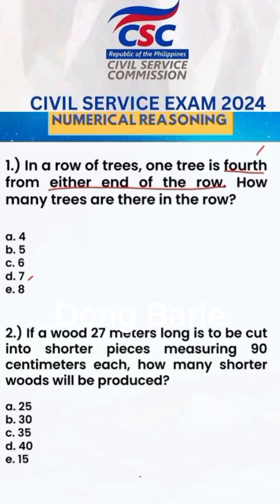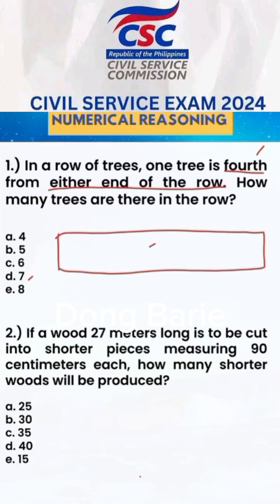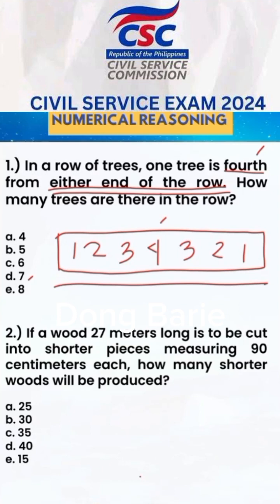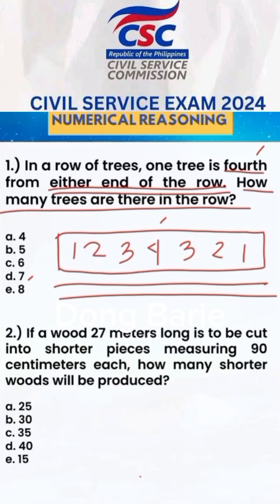So, explain ko, gawa po ako ng illustration. Ayan, for example, ito yung isang row. At pang-apat daw yung isang tree. So, pag pang-apat yan, meaning meron dito 1, 2, 3, 4, pang-apat. At sabi nga, either end of the row. So, meaning meron din diyang 3, 2, 1. Okay, so ito na yung buong isang row. And the question is, how many trees are there? So bilangin lang po natin. 1, 2, 3, 4, 5, 6, 7. Therefore, the answer is letter D, 7.